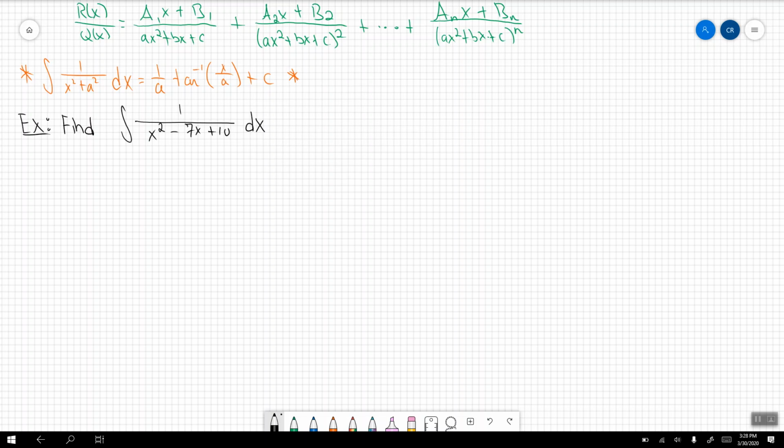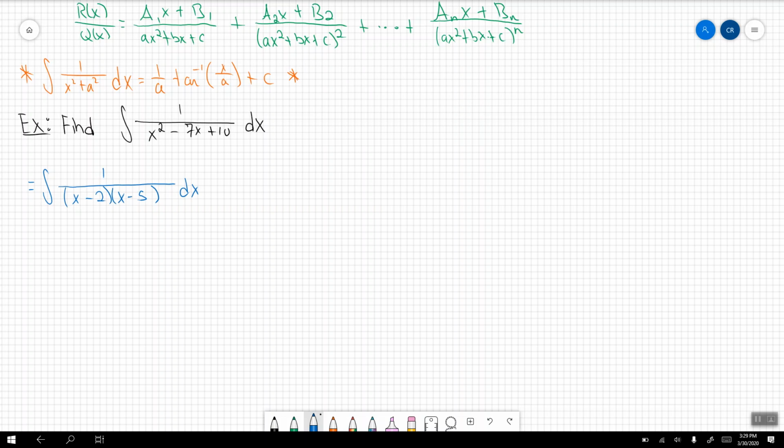Because the fraction is automatically in a rational expression form, what I want to do is factor. So let's start off by factoring the denominator. Looking at the denominator, it looks like it factors into something along the lines of x minus 2 and x minus 5. Numerator stays exactly as is.